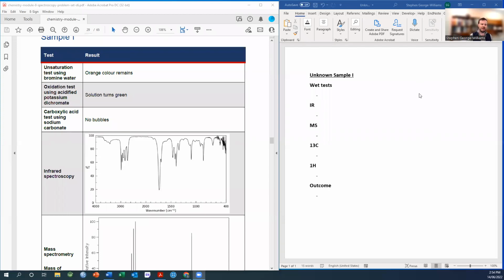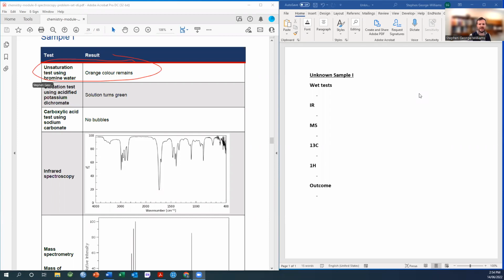Having a look now at unknown sample A, you should have at least seen unknown sample A. Let's go through the data and figure out what this molecule is that we're looking at. Starting with, as usual, our unsaturation test.